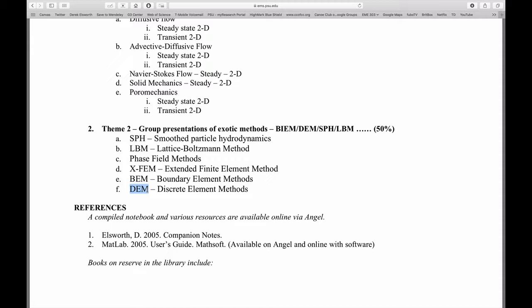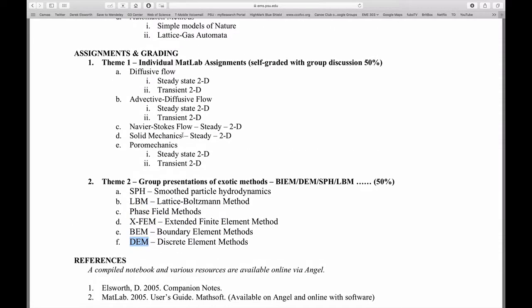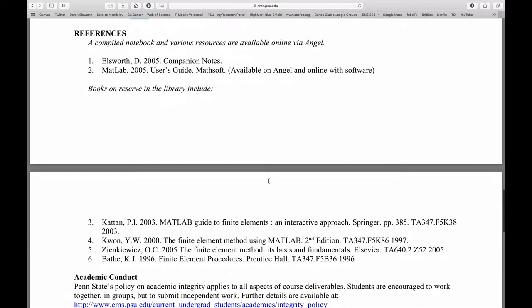So there are really only two deliverables: the things that you do yourself and attest to the fact that you've done them, and the things that will be part of a presentation, and we'll view those in the week of April the 11th. So that's kind of where we are with that.